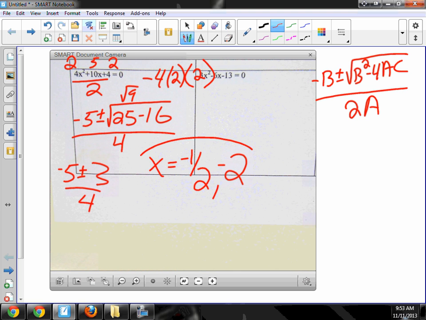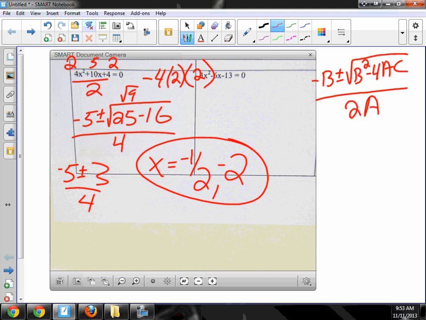Could I have factored this one? Yes. Anytime your answers are rational, it will factor. The only times it doesn't factor is if you have irrational or imaginary roots.